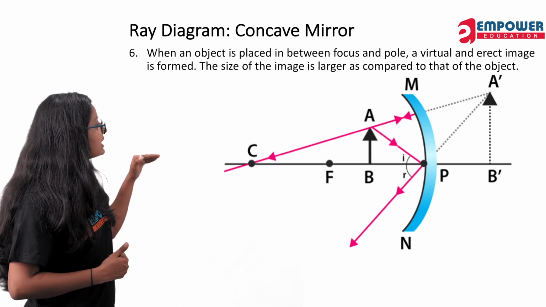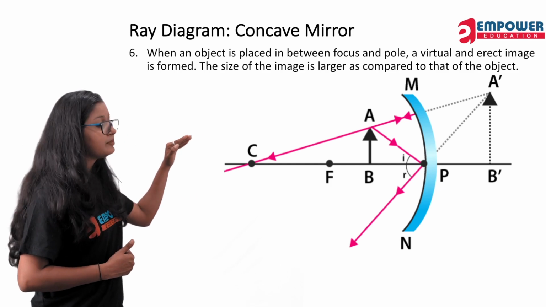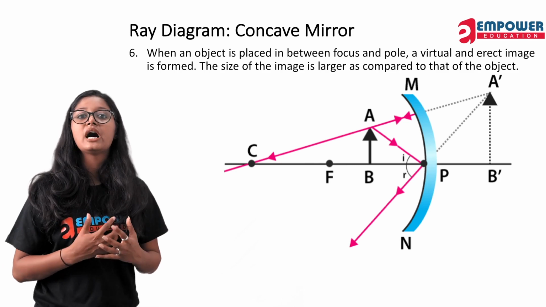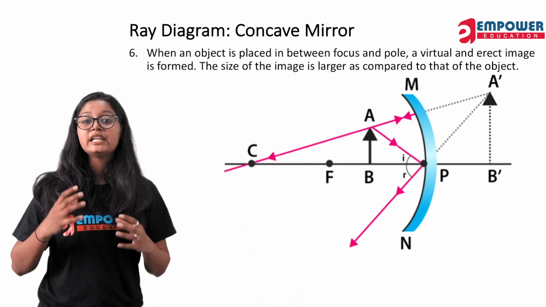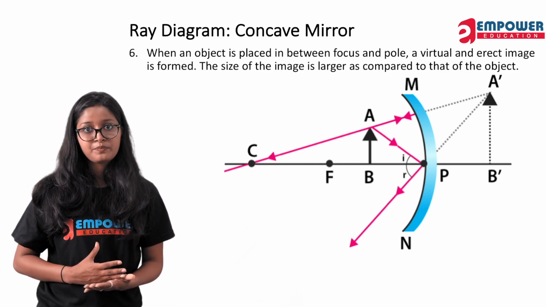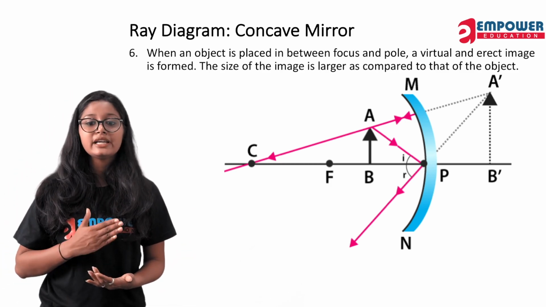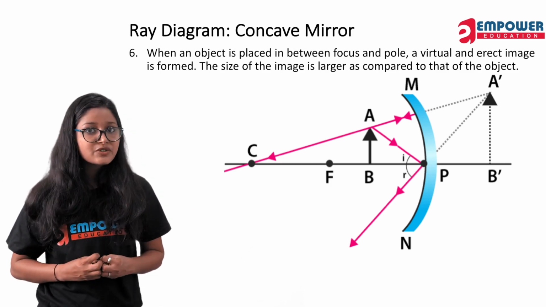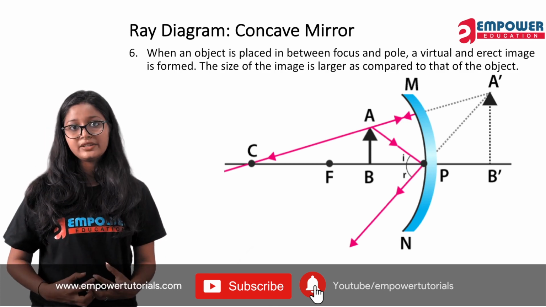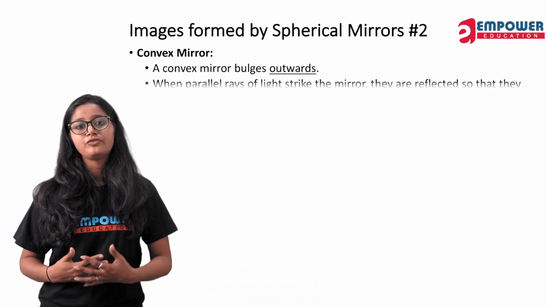Now, if we extend this line behind the mirror, you see these lines will meet at a point behind the mirror and an image will be formed behind the mirror. So we know that an image which is formed behind the mirror is called a virtual image. So in this type of ray diagram, you get a virtual and erect image. And the size of the image that is formed in this type of ray diagram is slightly greater than the size of the object. Now we will see image formation by a convex mirror.